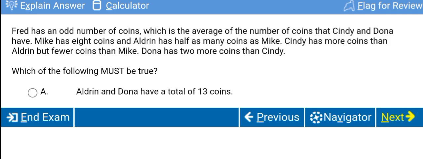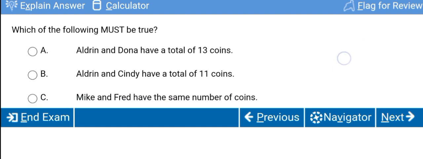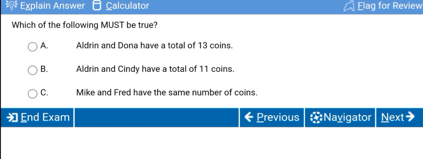Next we have that Fred has an odd number of coins, which is the average number of coins that Cindy and Donna have. Mike has 8 coins and Aldrin has half as many coins as Mike. Cindy has more coins than Aldrin but fewer coins than Mike. Donna has 2 more coins than Cindy. Which of the following must be true?